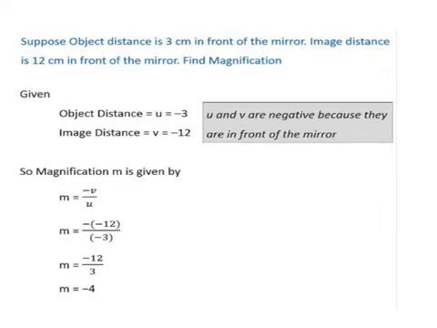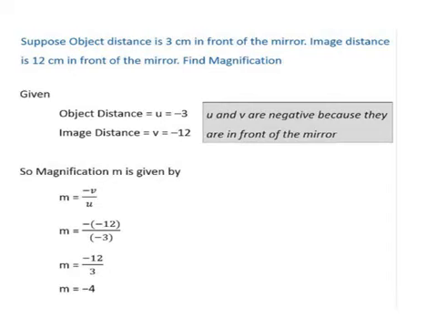Now there are two numbers given, 3 and 12. So what are they? 3 is the object distance and 12 is the image distance. So object distance is denoted by the letter u. So u is equal to minus 3. In the question it is given 3, but when you are writing given quantities, it has to be minus. And that's why I told you, you have to be very careful with the sign. Similarly, image distance, because the image is also formed in front of the mirror, then 12 becomes minus 12.